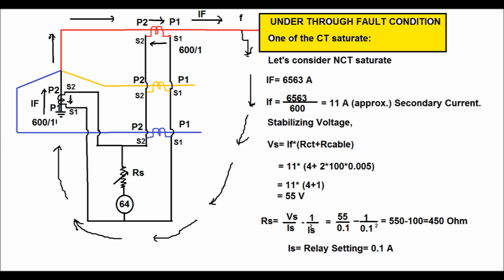Therefore the stabilizing voltage comes as 11 into 4 plus 1, which is equal to 55 volt. So we know the value of the stabilizing voltage and we know the relay burden, that is 1 volt ampere. Now we can calculate the stabilizing resistance Rs is equal to Vs by Is minus 1 by Is square. Here 1 is the relay burden. So the relay setting is 0.1 ampere. Now we can calculate the value of Rs is equal to 55 divided by 0.1 minus 1 by 0.1 square, which comes as 450 ohm.